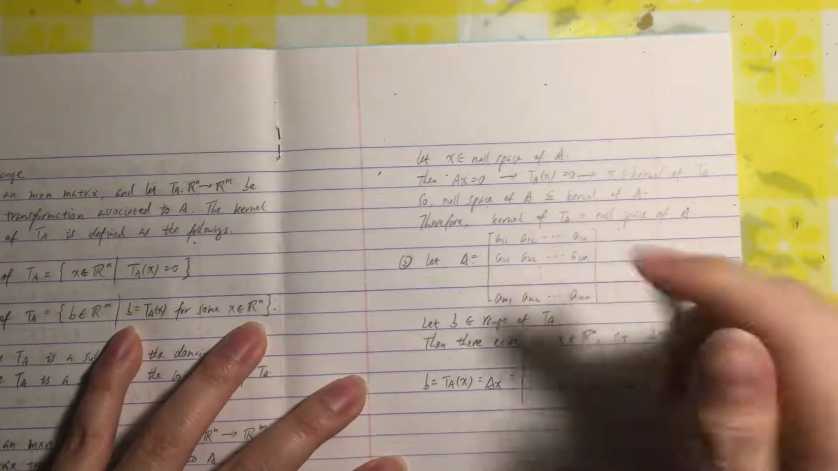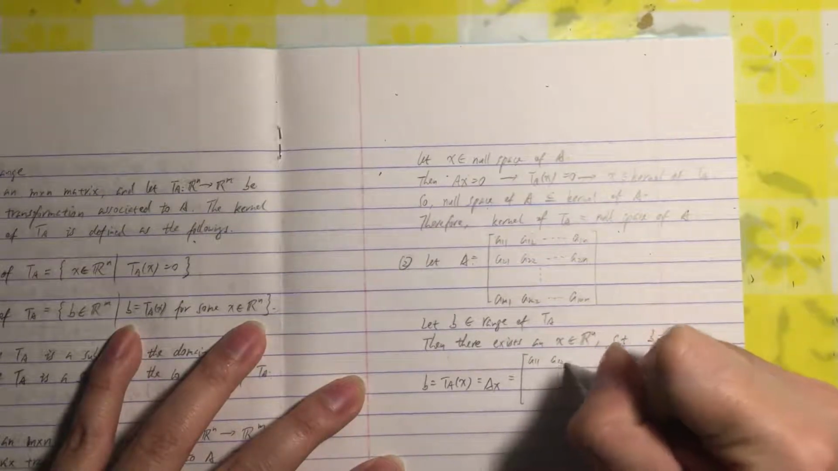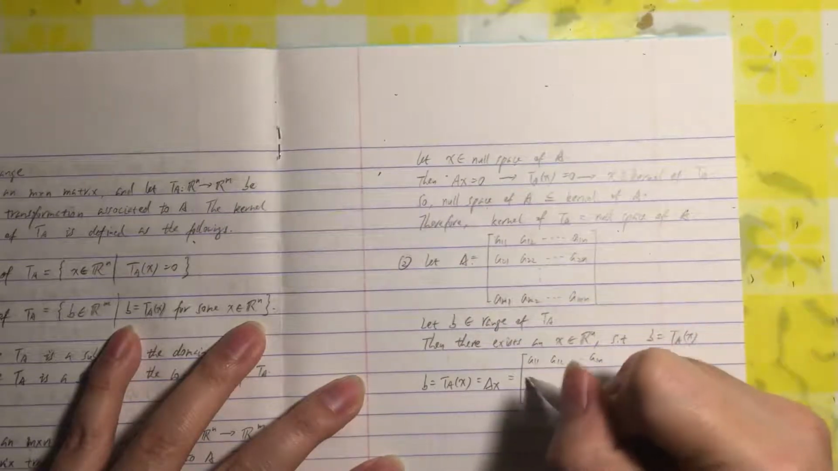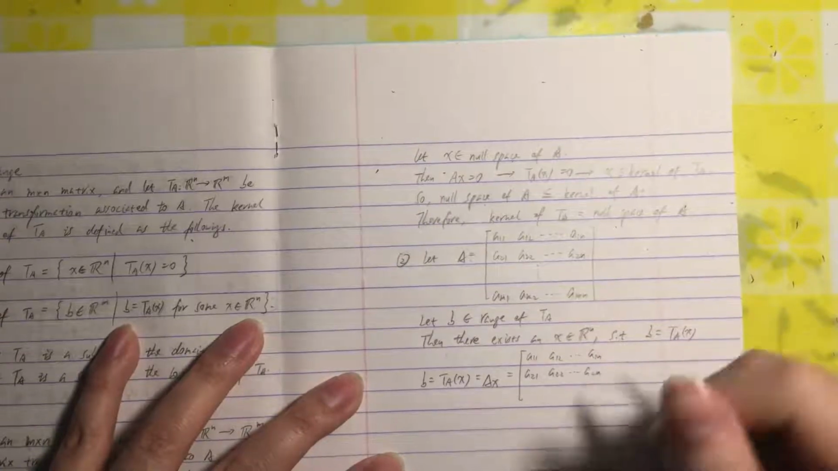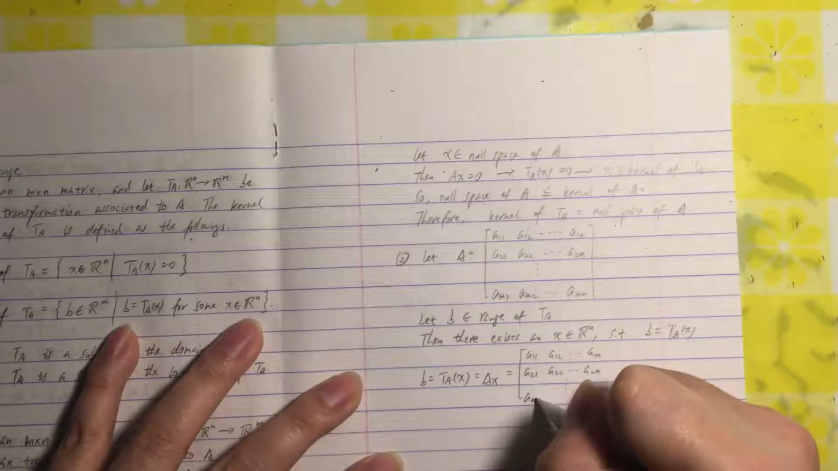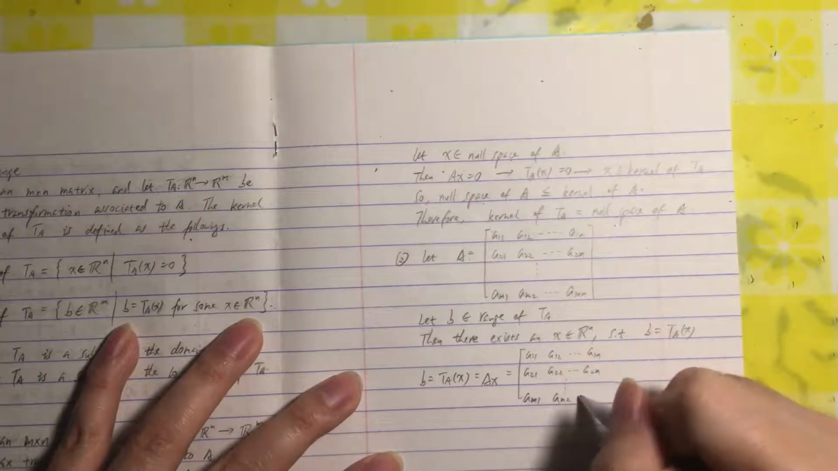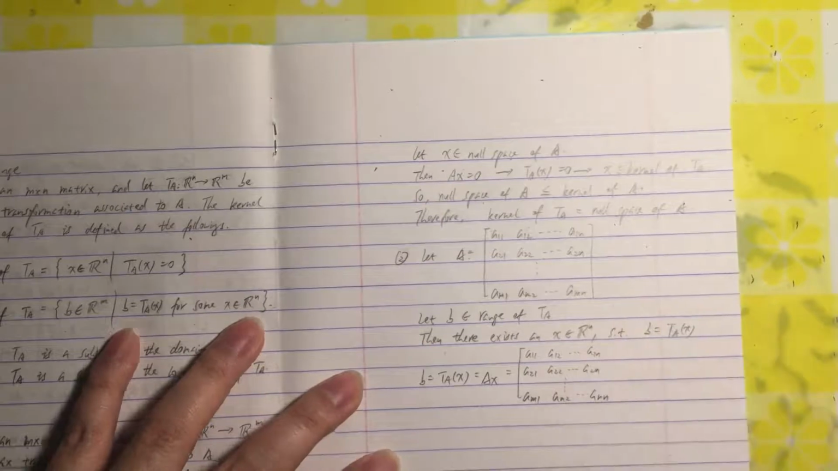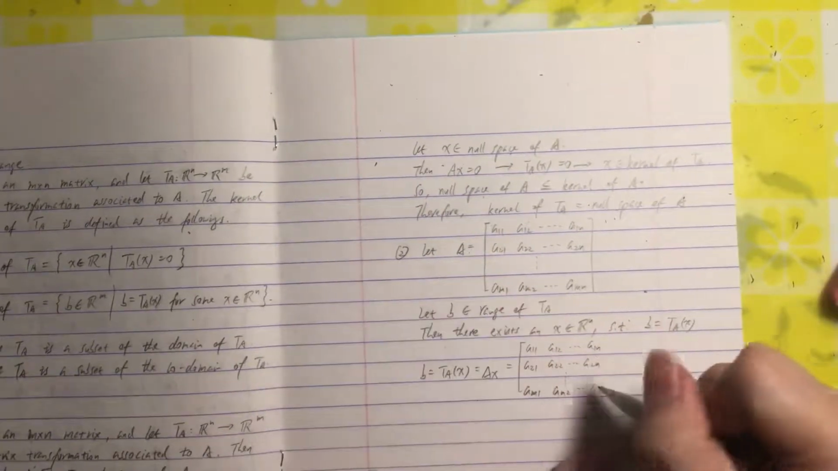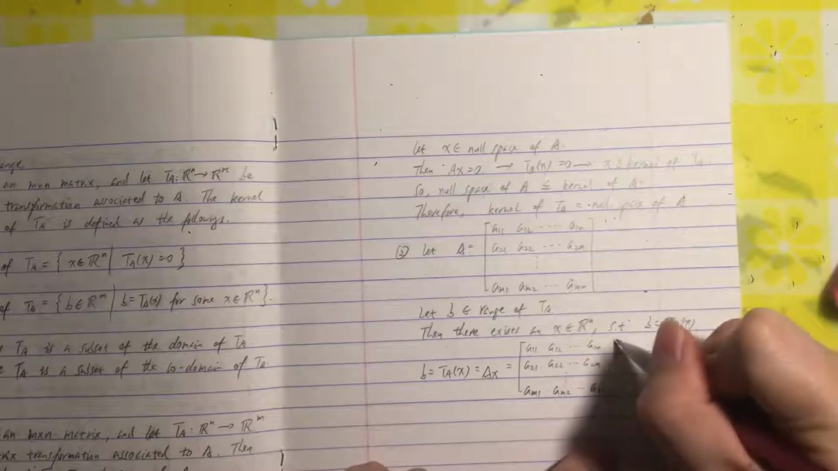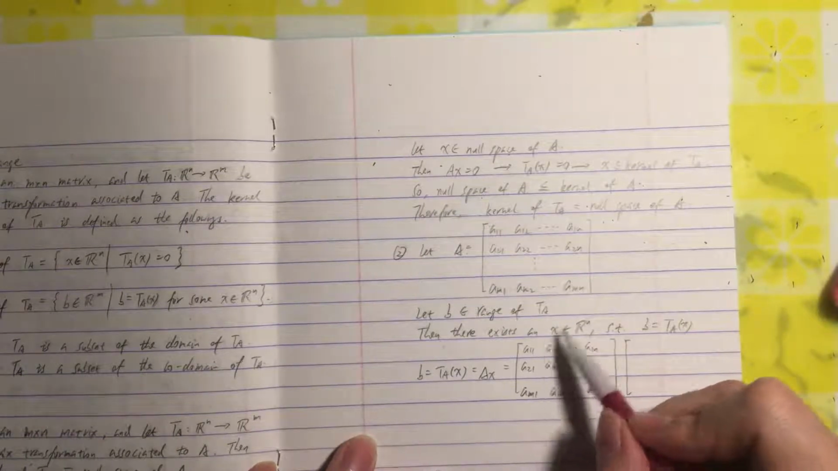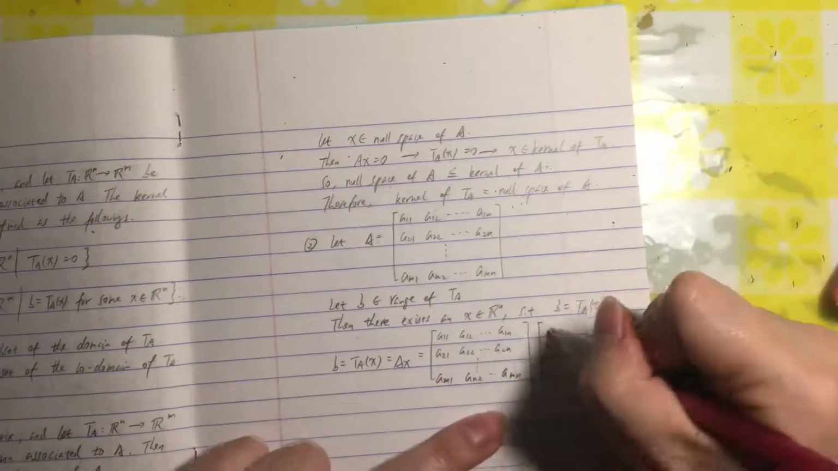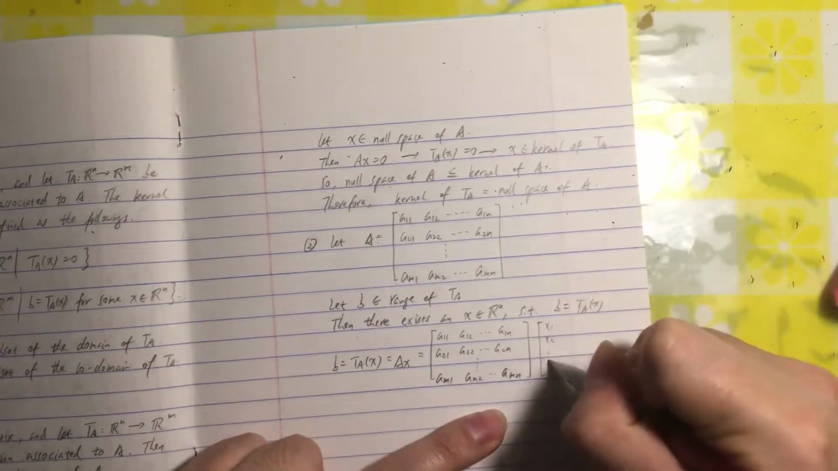Matrix A is this matrix: A11, A12, A1n in the first row, A21, A22, A2n in the second row, and Am1, Am2, Amn in the last row. X is an element in the domain. Here X belongs to Rn, that means X has n components. So X will be x1, x2, up to xn.